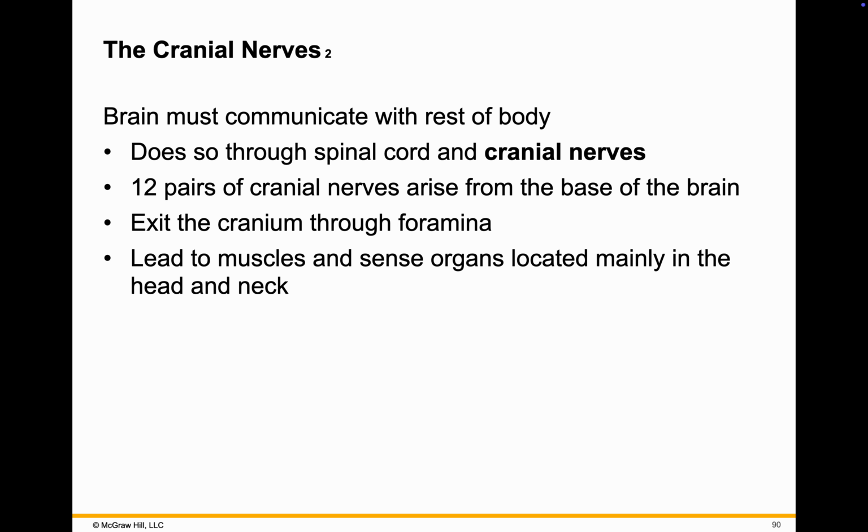The cranial nerves are 12 pairs of nerves arising from the base of the brain. They exit the cranium through foramina and lead to muscles and sense organs located primarily in the head and neck, with one big exception.